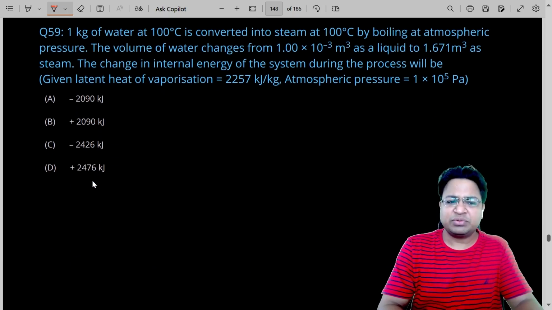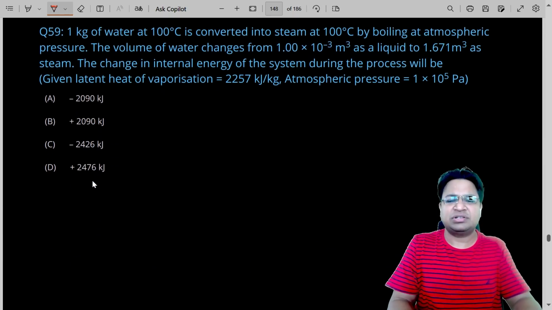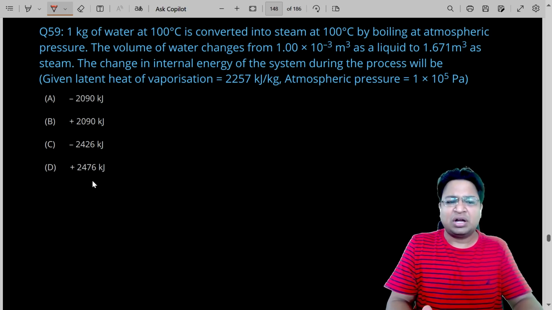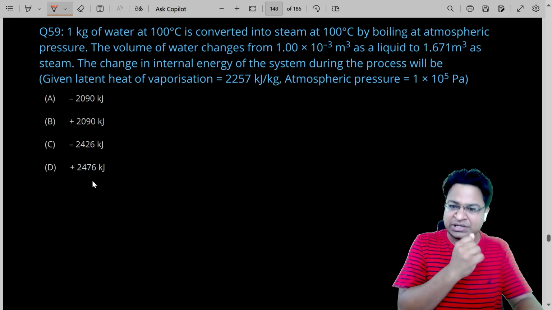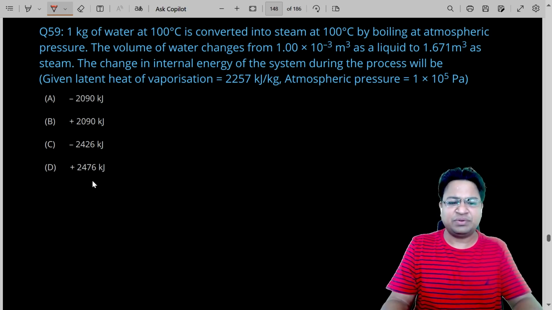Now we move to question number 59. This question says, 1 kg of water at 100 degrees Celsius is converted into steam at 100 degrees Celsius by boiling it at atmospheric pressure. The volume of the water changes from this much as liquid to this much as steam. The change in internal energy of the system during the process will be?